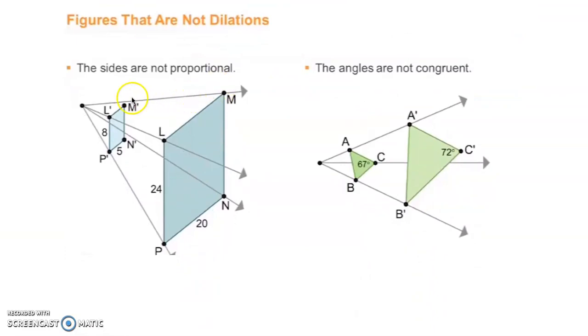Okay, figures that are not dilations. The sides must be proportional and the angles must be congruent. So these are examples of what they are not.